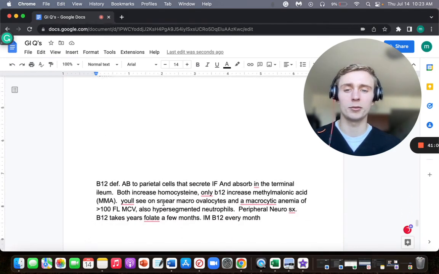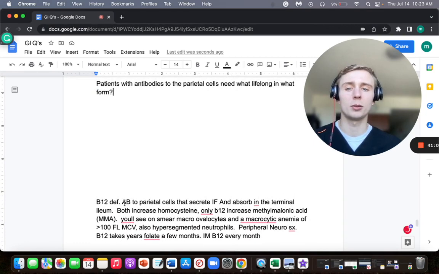This is going to be B12 deficiency. Antibodies to the parietal cells that secrete intrinsic factor, which is absorbed in the terminal ileum. So that's why it's Crohn's disease, because Crohn's disease is most common in the terminal ileum, as opposed to ulcerative colitis, which spreads proximally from the rectum.